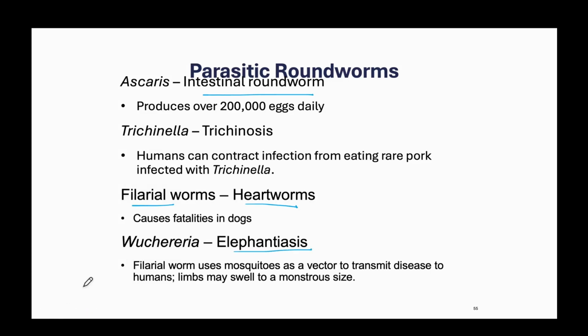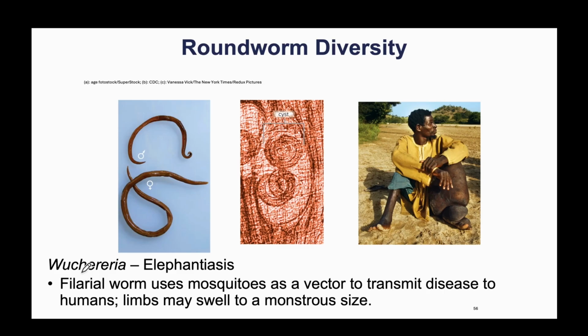So these worms use a mosquito as a vector to transmit disease to humans, and then the limbs swell up to a huge, monstrous size right here. Here's a good example of it. So this is the worms right here. And then this is how it gets into your tissue, and it creates a cyst in your muscle tissue.